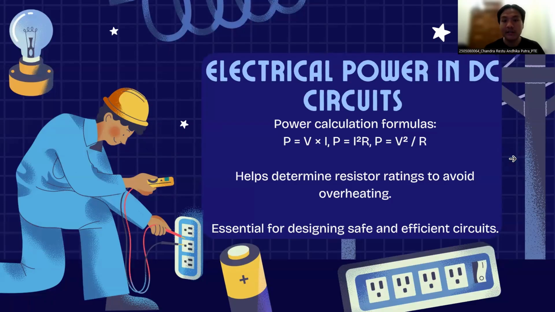Next is electrical power in DC circuits. Power is another important concept in DC circuits. It tells us how much electrical energy is being consumed or converted per second. Some useful power formulas include P equals V times I, P equals I squared R, P equals V squared over R. Understanding power helps us choose the correct resistor ratings and prevents components from overheating. Safe design must ensure that components operate within their power limits.